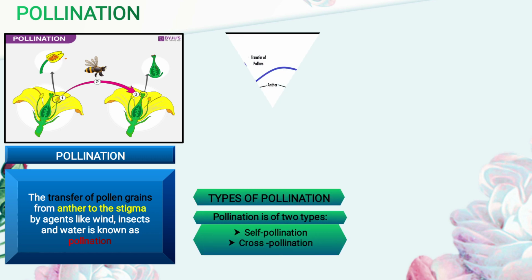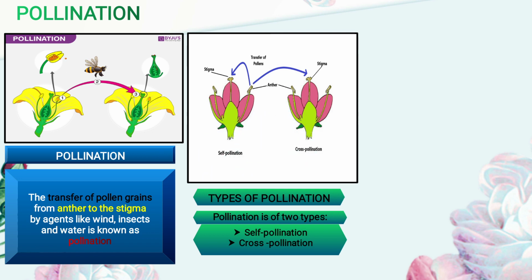There are two types of pollination: self pollination and cross pollination. In the image you see self pollination means it is happening in one flower only. Pollen grains from the anther are passing to the stigma. You see one arrow showing the left side, self pollination. Self means आपस में ही pollination होता है, उसको self बोलते हैं.